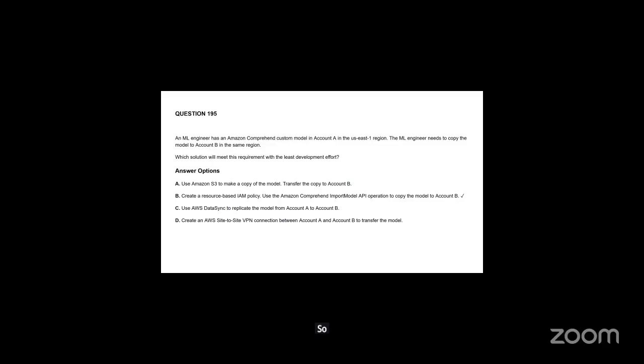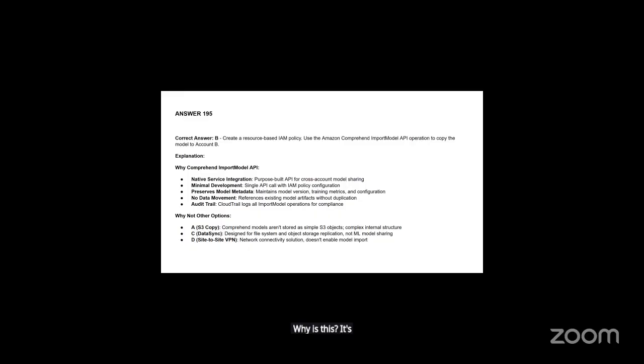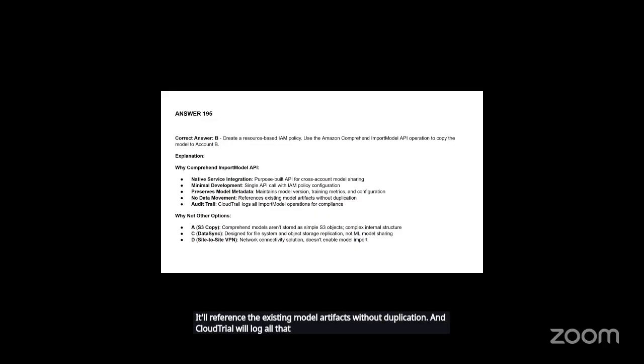So it's B. Create a resource-based IAM policy and use the Comprehend ImportModel API to copy the model. Why is this? It's the purpose-built API for cross-account model sharing. You have a single API call with IAM policy configuration. It'll maintain the model version, training metrics, and configuration. It'll reference the existing model artifacts without duplication. And CloudTrail will log all the operations for compliance.